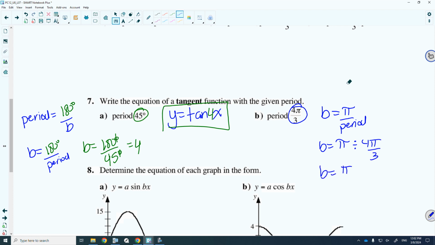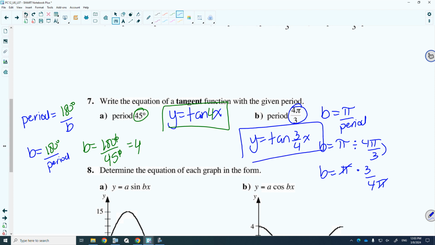B is equal to pi times the reciprocal of this. That should be 3 over 4 pi. And the pi's will cancel, and we're going to get a b value of 3 over 4 for this one. So the equation would be y is equal to the tan of 3 over 4x.